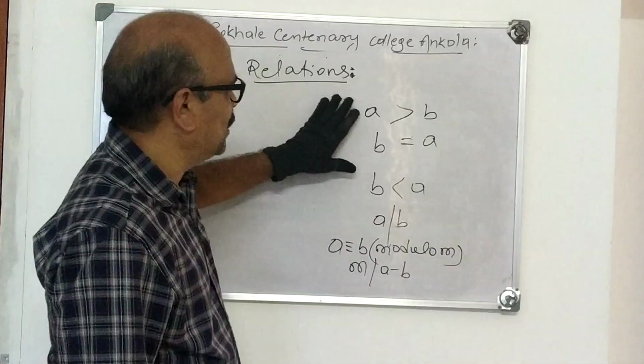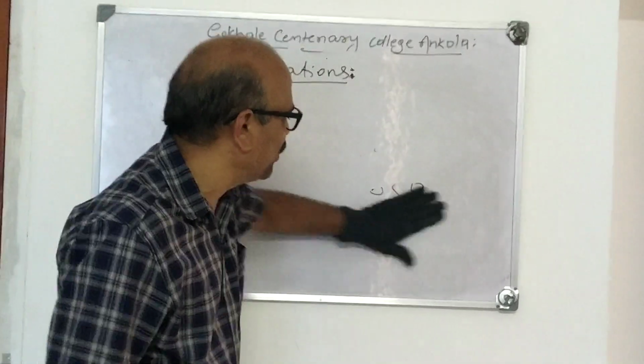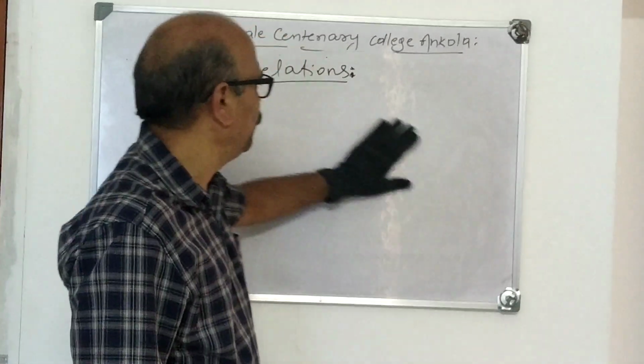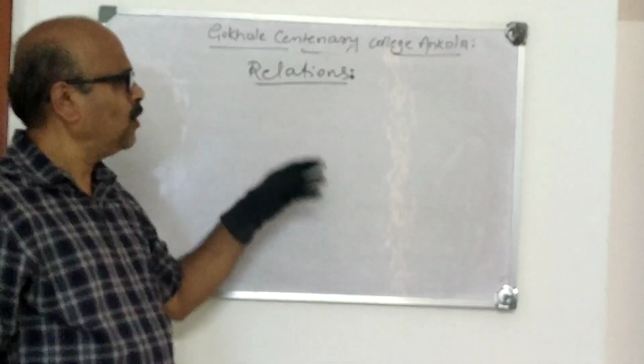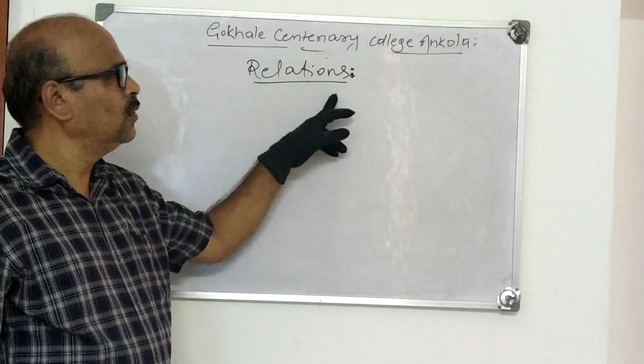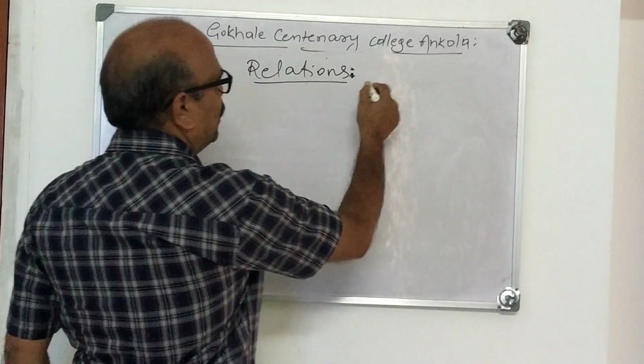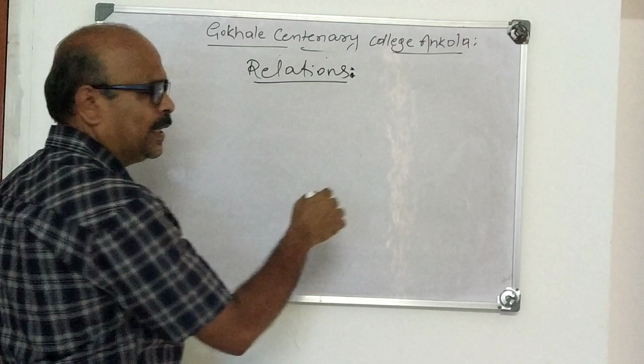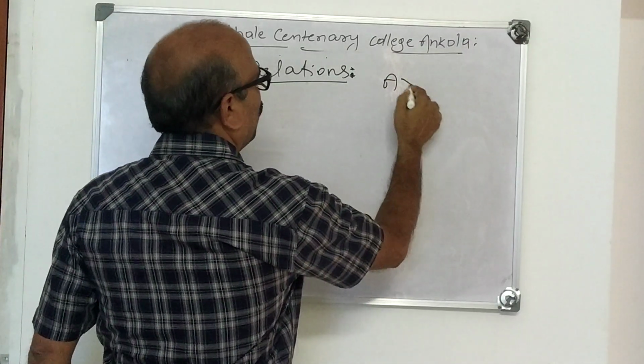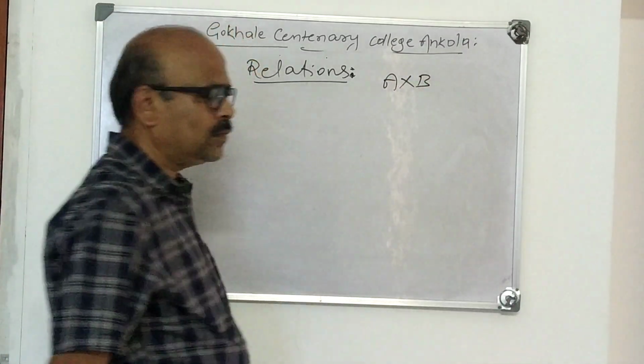Now these are some relations, but how do you define precisely what is a relation? Is greater than, is less than, all are relations. But we have to define what is a relation. For that, you must understand first what is the cross product of two sets.